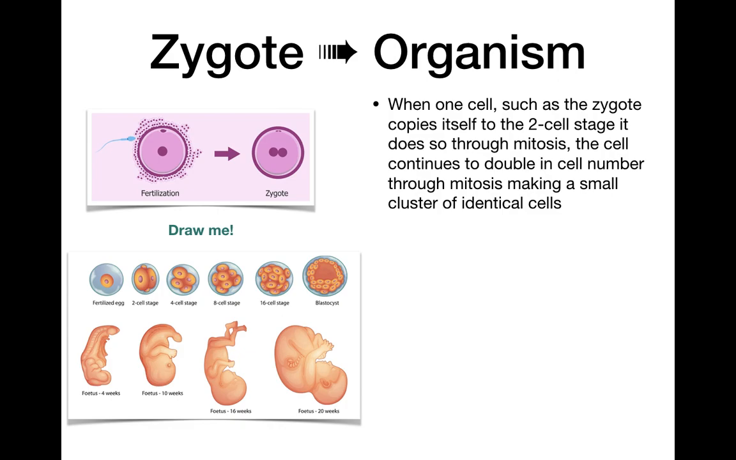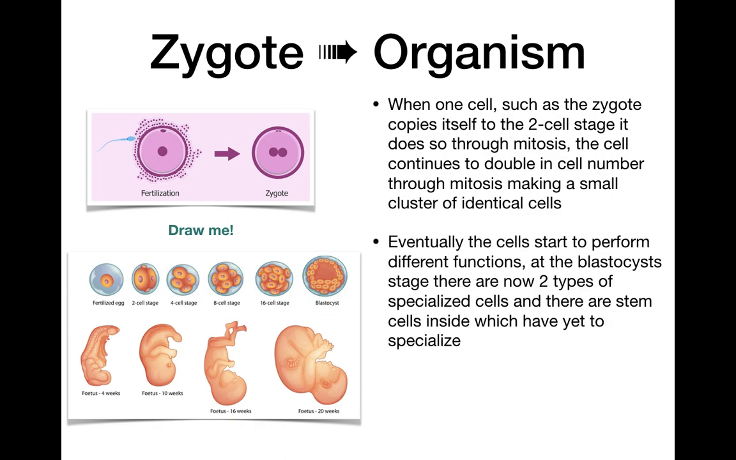And if you look here, the process, we go from 1 cell to 2 to 4 to 8 to 16, which is doubling again, 32, all the way up to eventually becoming the blastocyst, which is about 100 cells in total. So we're making this small cluster of identical cells. At this point, we do have a few other kinds of cells there as well. Eventually, the different cells will not just be identical, they'll be performing certain functions.